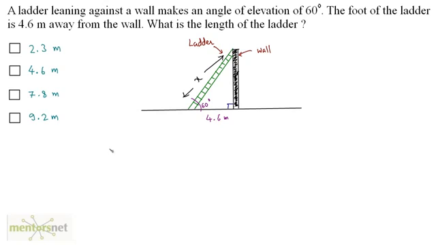What we can do is take the cos of this angle. So cos of 60 is equal to adjacent upon hypotenuse, that's 4.6 upon x. Well, the cosine of 60, if you look at the trigonometric table, you'll get it as 1 by 2. Cos 60 is half, so this is equal to 4.6 by x. Therefore I can say x is equal to 4.6 times 2, and that is equal to 9.2 meters. So the length of this ladder is 9.2 meters, and that is option D.